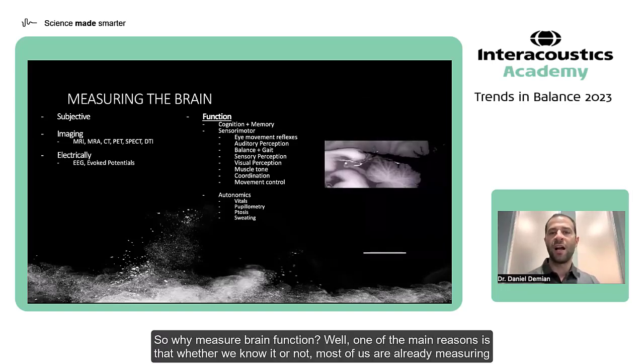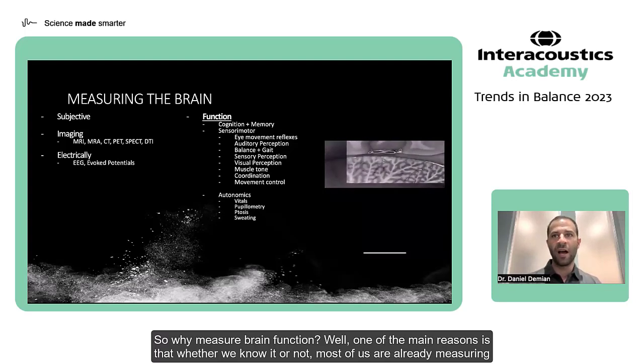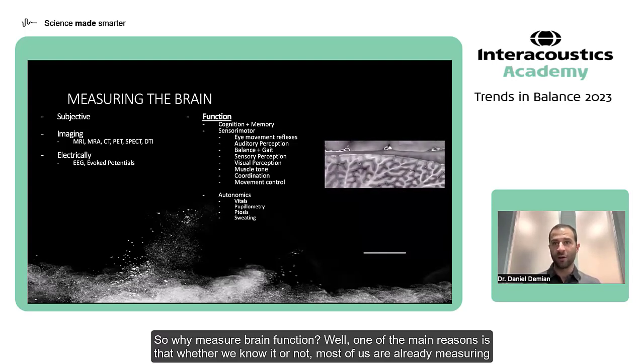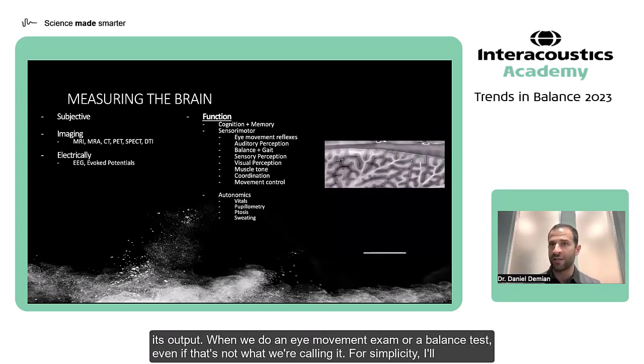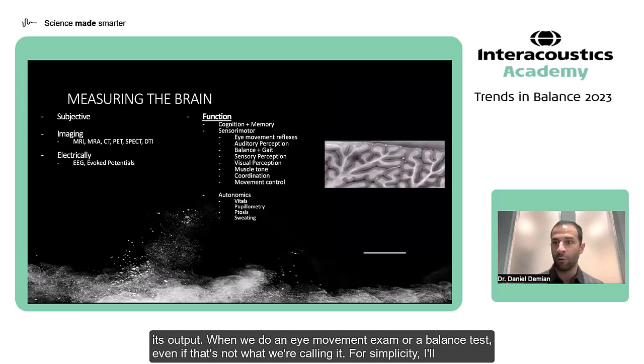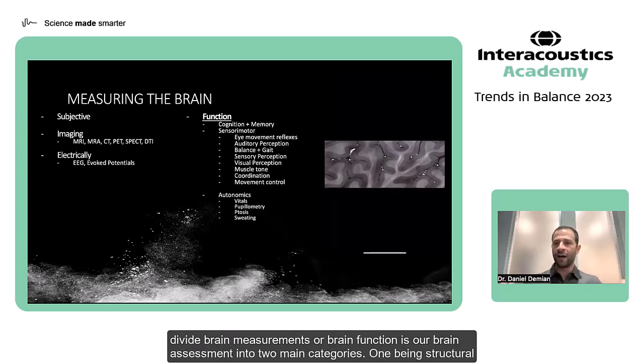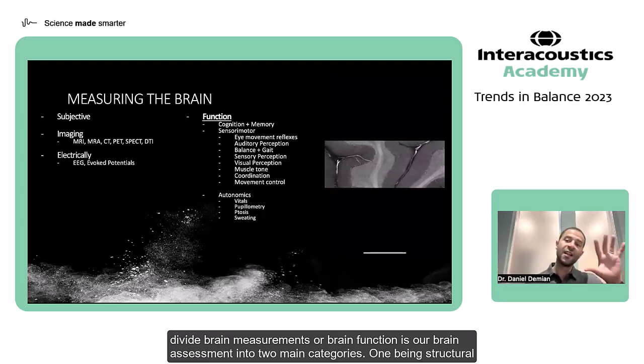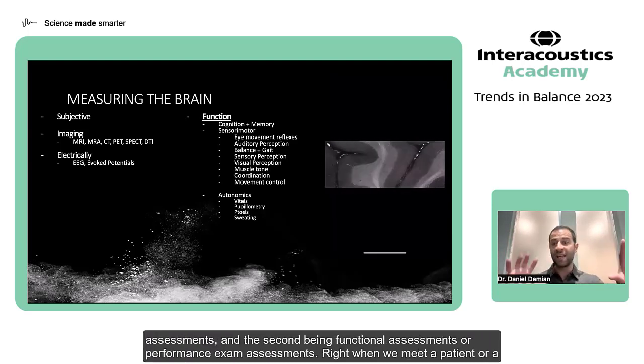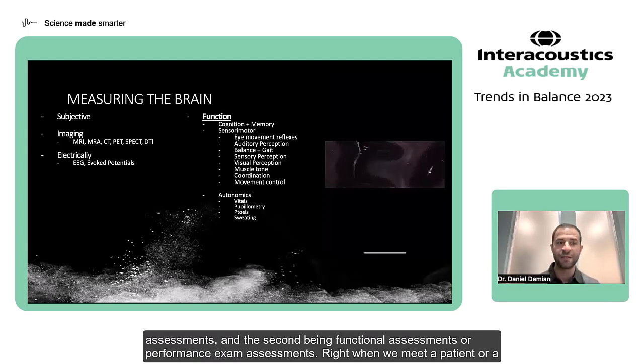So why measure brain function? Well, one of the main reasons is that whether we know it or not, most of us are already measuring its output when we do an eye movement exam or a balance test, even if that's not what we're calling it. For simplicity, I'll divide brain measurements or brain assessment into two main categories: one being structural assessments, and the second being functional or performance assessments.